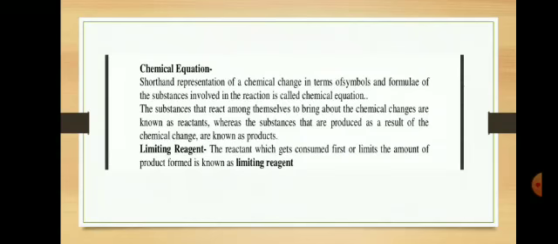Chemical equation. Shorthand representation of a chemical change in terms of symbols and formulas of the substances involved in the reaction is called a chemical equation. The substances that react among themselves to bring about the chemical changes are known as reactants, whereas the substances that are produced as a result of the chemical changes are known as products. Limiting reagent. The reactant which gets consumed first or limits the amount of product formed is known as limiting reagent.